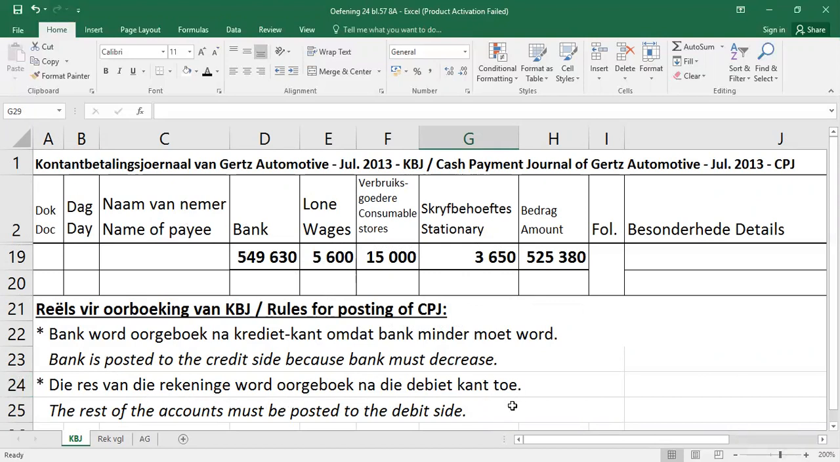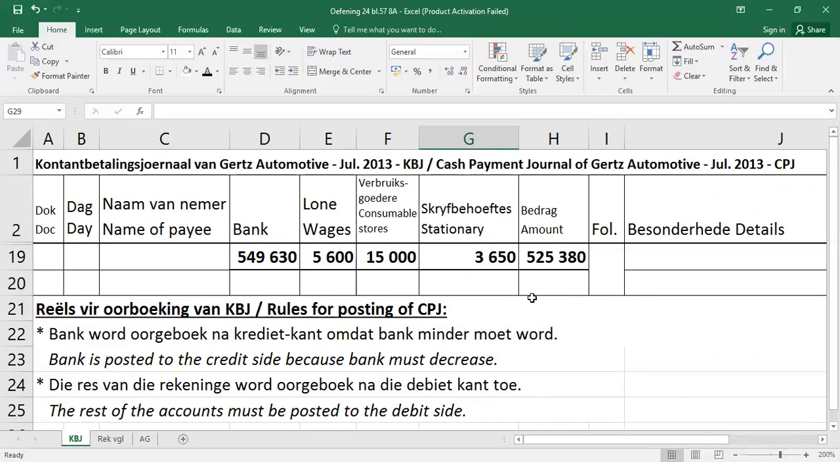So the rest of the accounts will be posted to the debit side. So only bank will be going to the credit side. All the rest like wages, consumable stores, stationery, etc. All of them will go to the debit side.